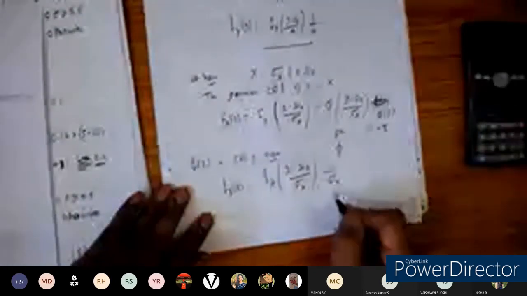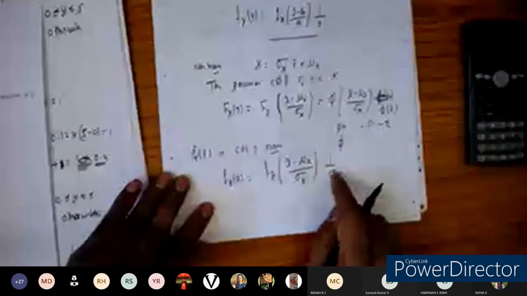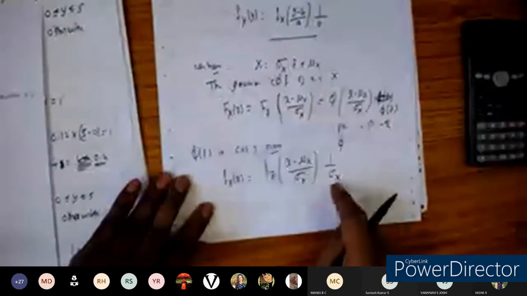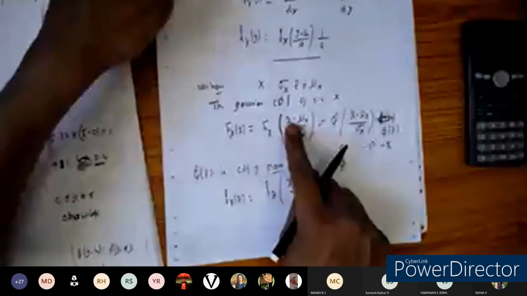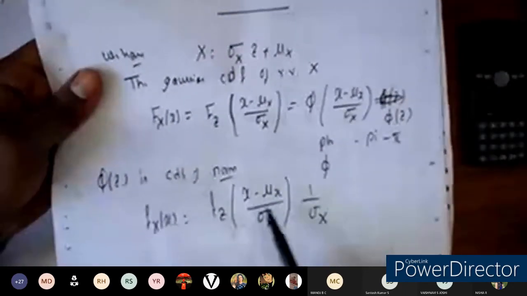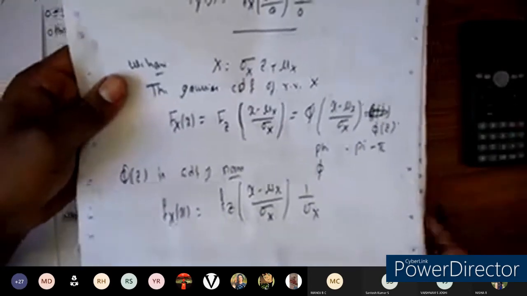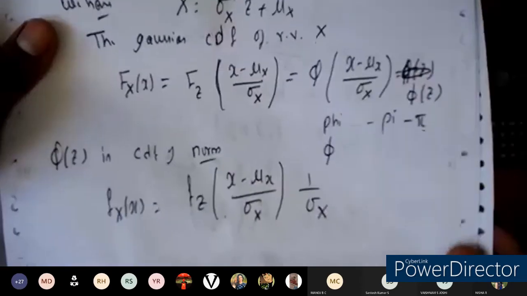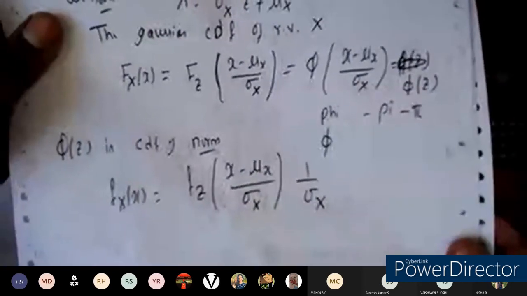Like that, we use the previous concept, and the same concept we are going to follow here with x minus nu x divided by sigma x. If you differentiate that with respect to x, the differentiation of x is nothing but 1. So it becomes 1 by sigma x, since the denominator is there. 1 by sigma x we will get here.